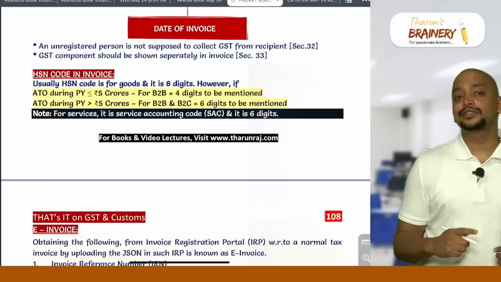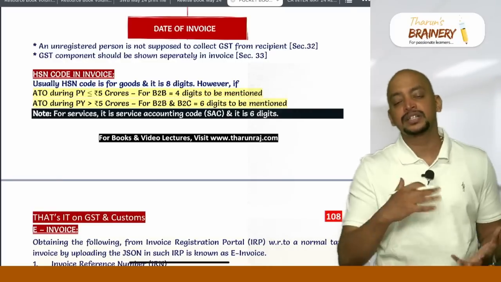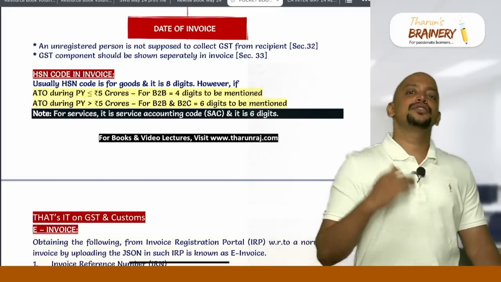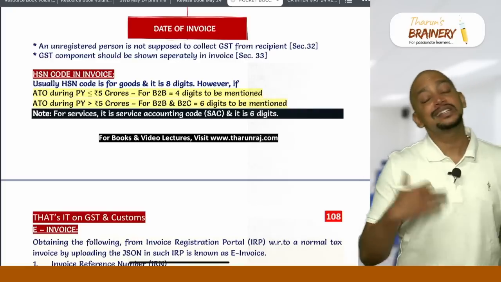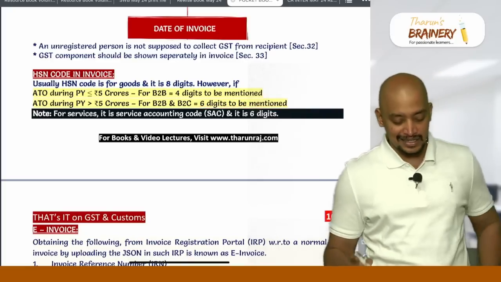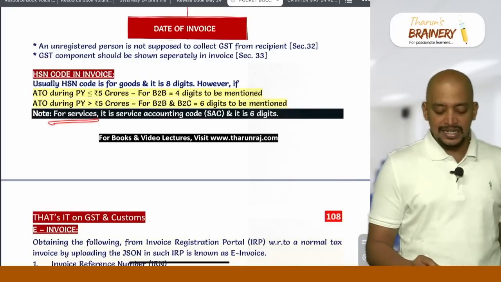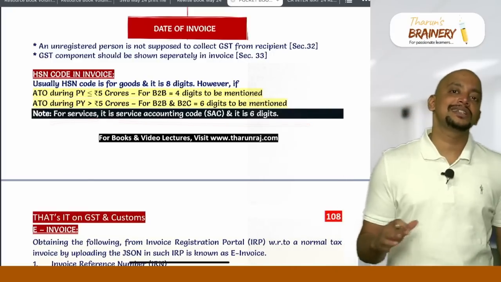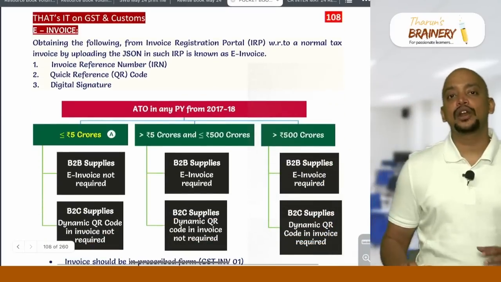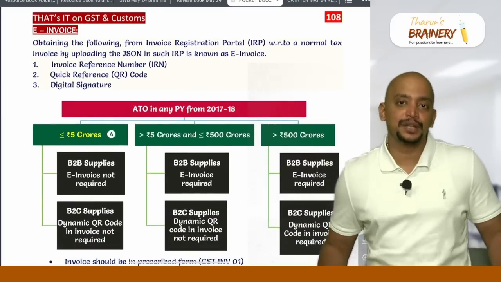Whereas if the aggregate turnover during the previous year exceeds 5 crores, then with respect to B2B supplies as well as B2C supplies, they need to mention 6 digits. So 6 digits need to be mentioned, not the entire 8 digits. For services, it is the Service Accounting Code and all 6 digits need to be mentioned, and there is no relaxation. Then there are two special concepts called E-Invoice and dynamic QR code.